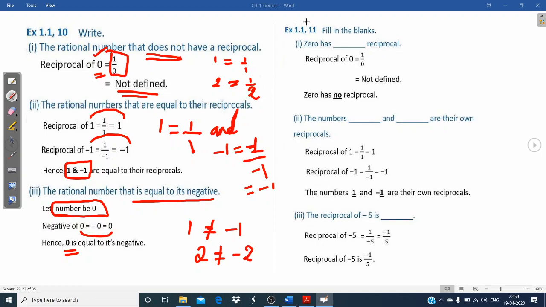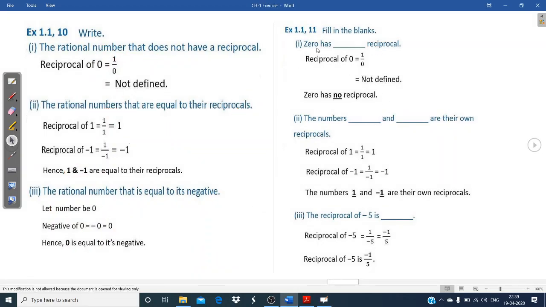Now let's come to question number 11. The fill in the blanks are there. First part, 0 has dash reciprocal. So we have to see whether 0 has any reciprocal or not. We know the reciprocal of 0 is not defined. So is there any reciprocal of 0? No. So your final answer is no. 0 has no reciprocal.